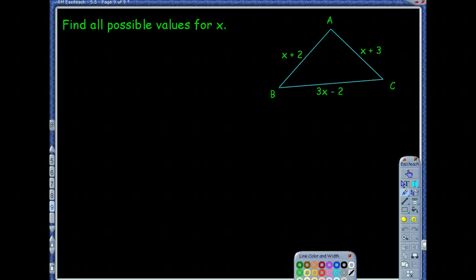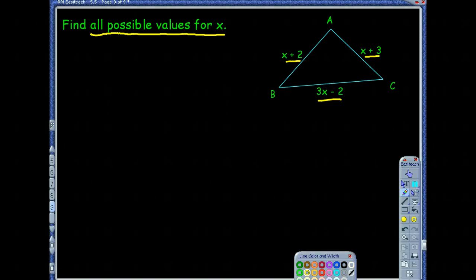It says find all possible values for x. All right, now this time they're not asking you to find the possible side lengths. They're asking what values of x could make this true. Now, x, notice, is part of a side. It's not a full side. It's like this one says x plus 2. This is part of each of the sides. Yep. It's in all 3 sides.